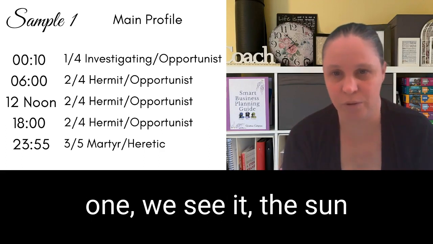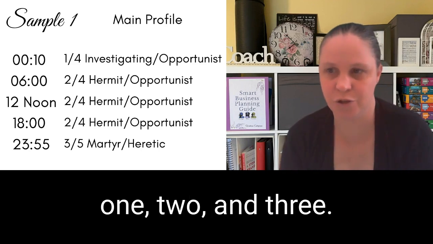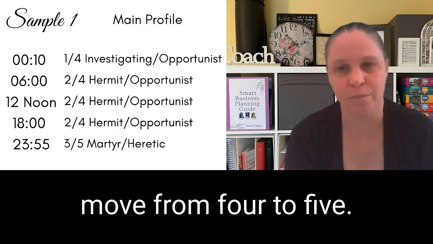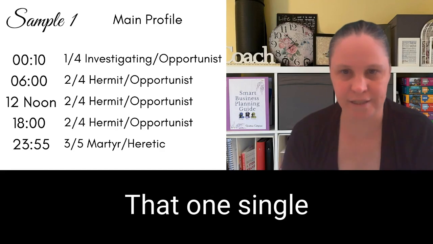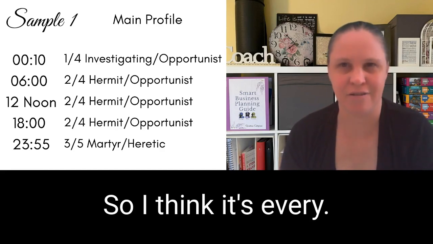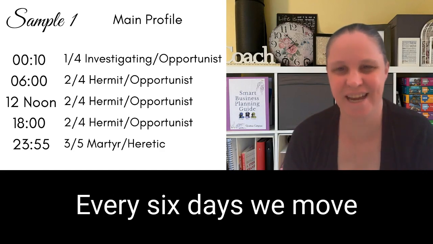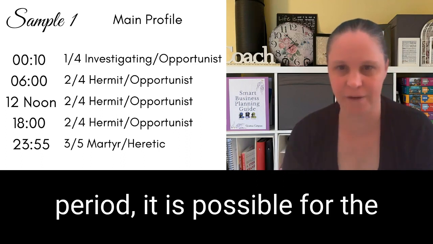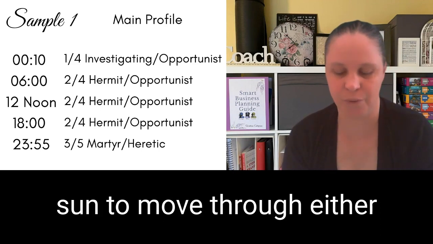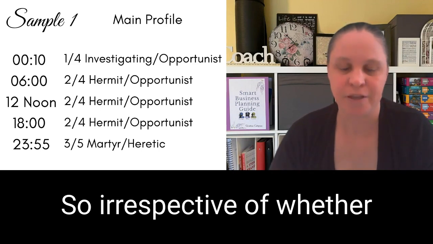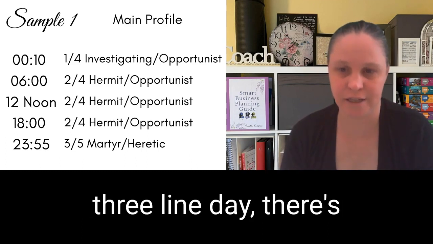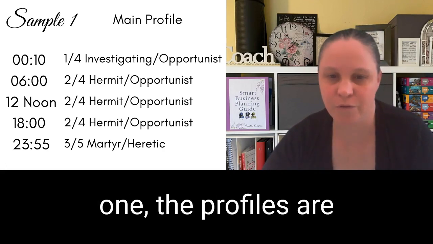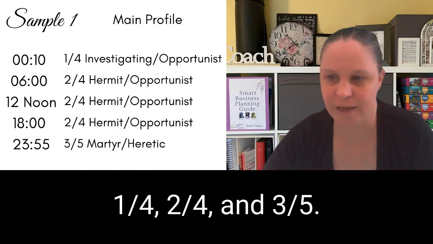So on sample number 1, we see the sun on the personality side move through lines 1, 2, and 3. And we see the design sun, and this is far more common, move from 4 to 5. That one single shift in the day is, I think it's every 6 days we move through 3 lines, I could be wrong though. In that 24-hour period, it is possible for the sun to move through either 2 lines or 3 lines. So irrespective of whether it's a 2-line day or a 3-line day, there's always going to be 2 to 3 different profiles. So in sample number 1, the profiles are 1-4, 2-4, and 3-5.